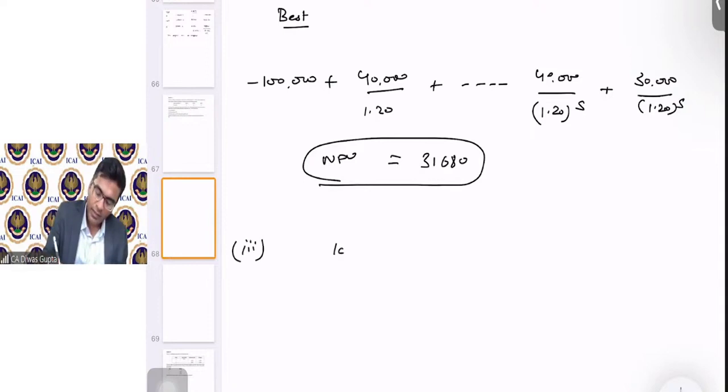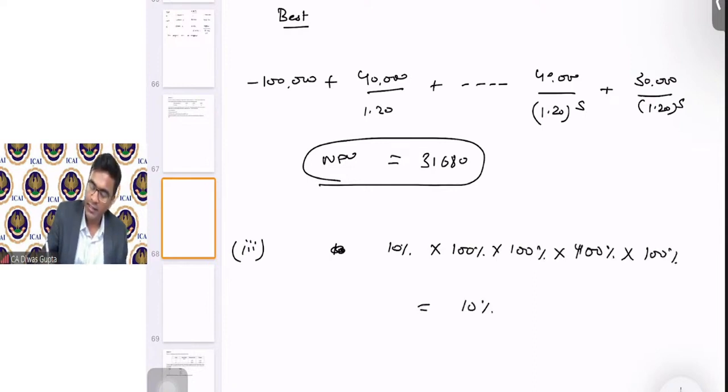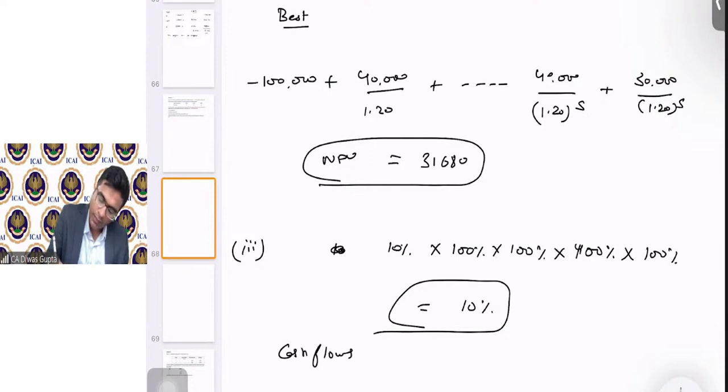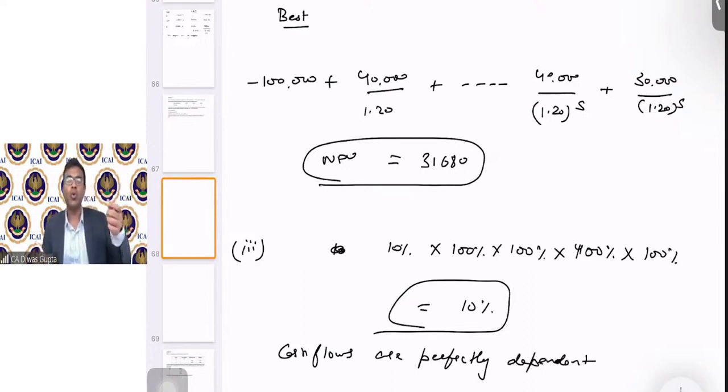If they are dependent on each other, that means if in the first year itself there is a worst case of 10%, year 2 also, year 3 also, year 4 also, it will come as worst case itself. So the probability is 10%. Okay. So this is because the cash flows are perfectly dependent. Because in the first year itself, it goes to the worst case. Automatically, for all the years, there is 100% chance that it will go to the worst case. Okay.